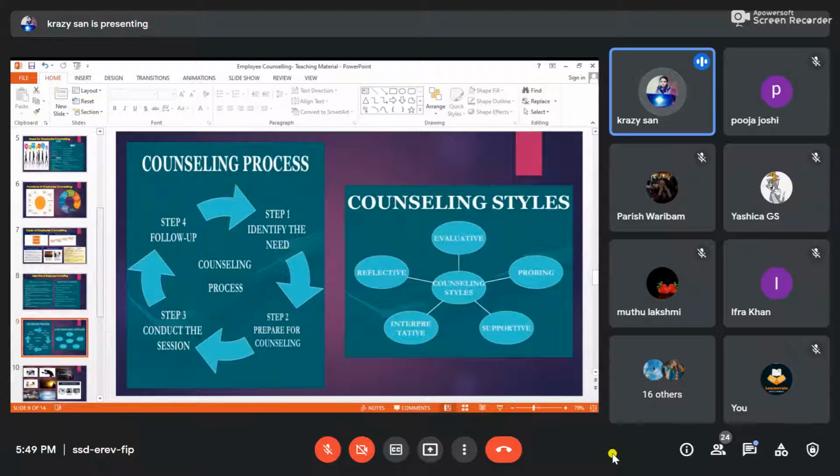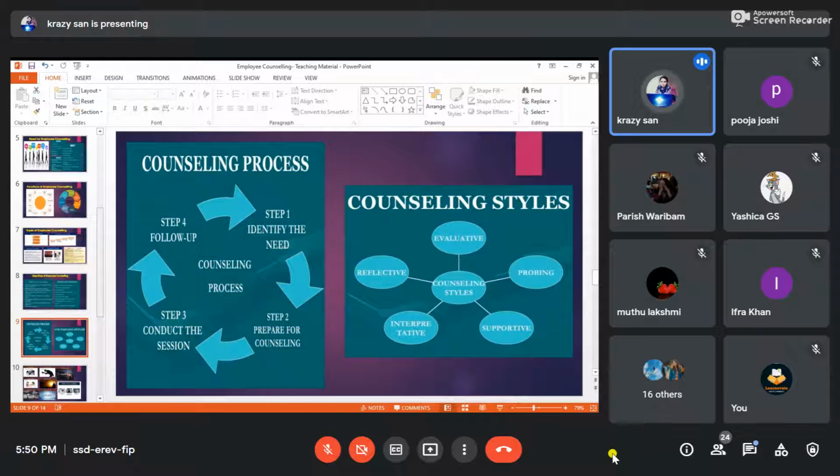And what are the counseling styles in an organization? Evaluative. The HR keeps on evaluating their human resources, right? The HR manager and HR assistants keep on evaluating the resources of the organization. Then probing.